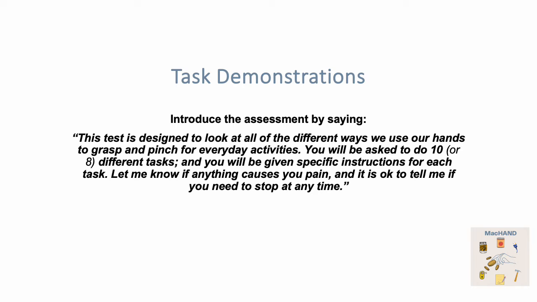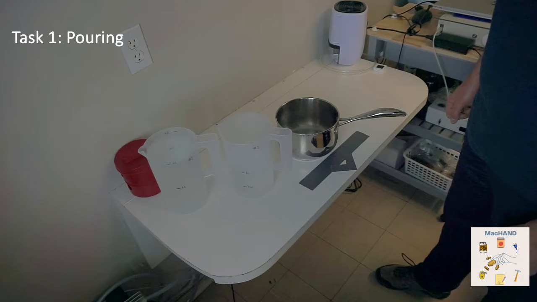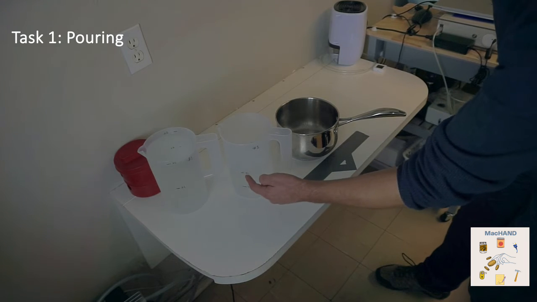Before starting the test, it should be introduced with this statement. "This test is designed to look at all of the different ways we use our hands to grasp and pinch for everyday activities. You will be asked to do 10 different tasks, or 8 depending on the tested hand, and you will be given specific instructions for each task. Let me know if anything causes you pain, and it is okay to tell me if you need to stop at any time." This first task is performed standing up if the patient is able to do so.